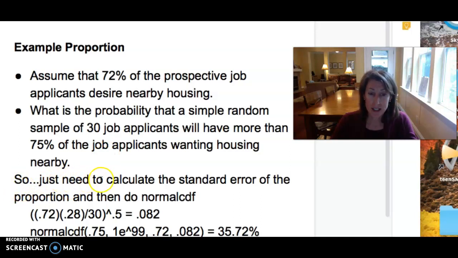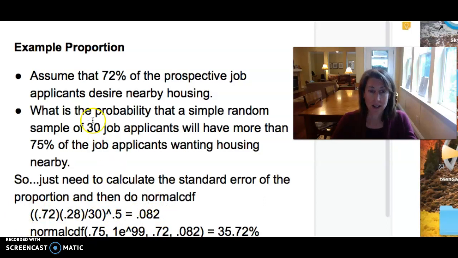You just need to calculate the standard error of the proportion and then do normal CDF. Use our same tools. Okay, so this is a little bit hard. I couldn't get it in the right format, but remember, the proportion of our population is 0.72, so there's our p, times 1 minus p, that whole thing divided by n, and then take the square root of it. And I got for my standard error of the proportion 0.082.